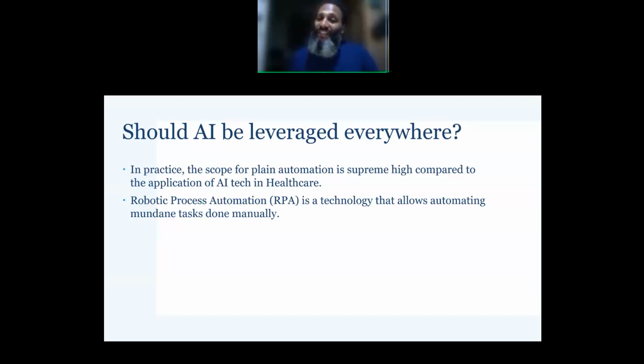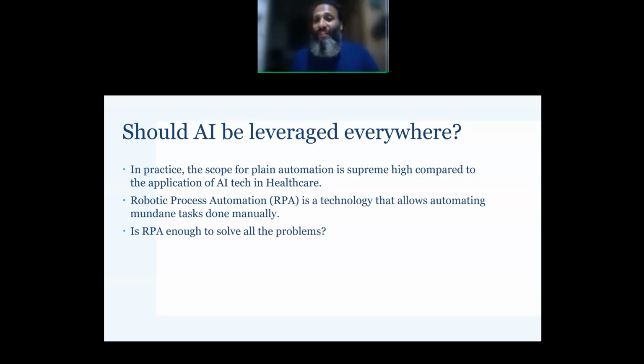So RPA is a very cool technology, but RPA has nothing to do with AI. So you'll have to remember that. See, many of the healthcare stakeholders think RPA is AI. RPA is automation. Yes, no questions on that. But AI automation is different. RPA automation is different. So I have a comparison again in the next slide. But let's go through it step by step.